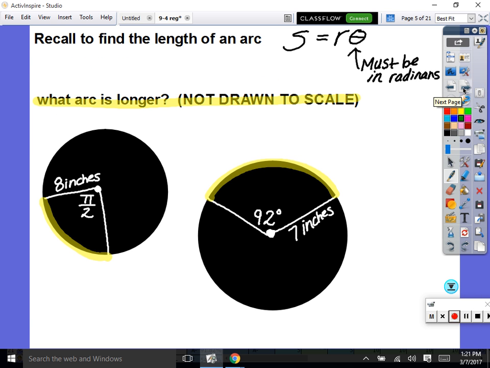We also learned how to find the physical length of an arc. To find the length of an arc, you take the radius times theta, where theta must be in radians, not degrees, because otherwise our answer is going to be a degree measure. We want the physical distance.